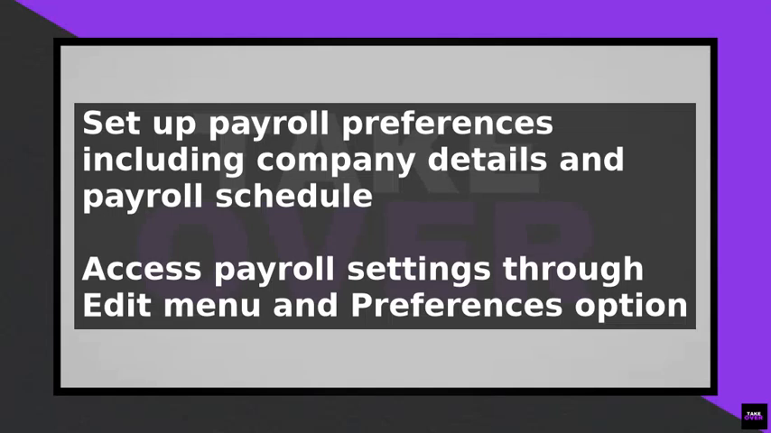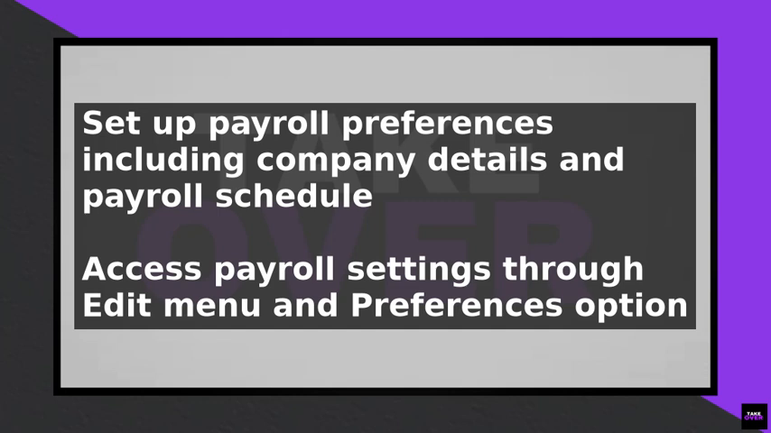To do QuickBooks Payroll, start by setting up your payroll preferences, including your company details, payroll schedule, and employee information. Go to the Edit menu and select Preferences. Then click on Payroll and Employees to access the payroll settings.